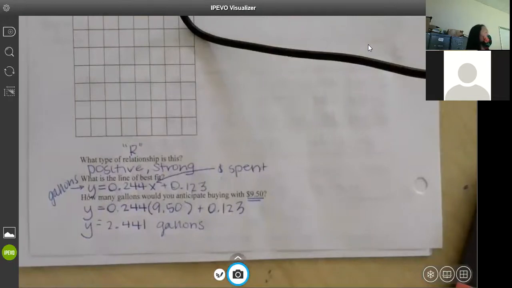So this is all you're going to be doing today. Putting it in your calculator, finding that line of best fit, telling the strength and relationship, or just telling the relationship, the R value. You're going to tell the line, and then you might have to plug something in. So just those three little things, all right?